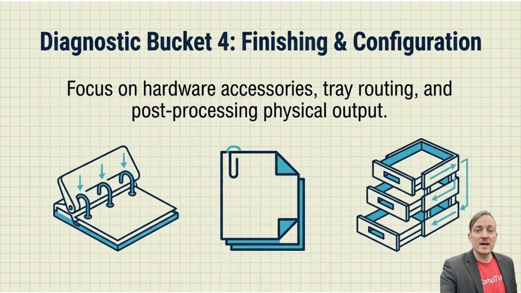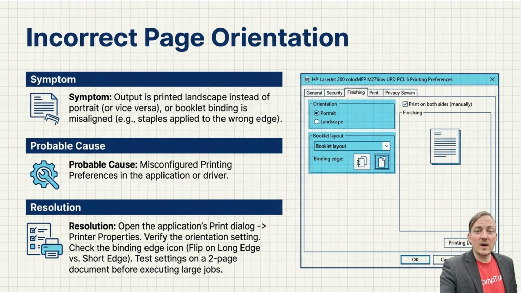Our final area is Diagnostic Bucket 4, Finishing and Configuration. Here we focus on hardware accessories, tray routing, and post-processing the physical output. The document printed, but the final touches are incorrect. First up is incorrect page orientation. The output is printed landscape instead of portrait, or booklet binding is misaligned, like staples applied to the wrong edge. This is caused by misconfigured printing preferences in the application or driver.